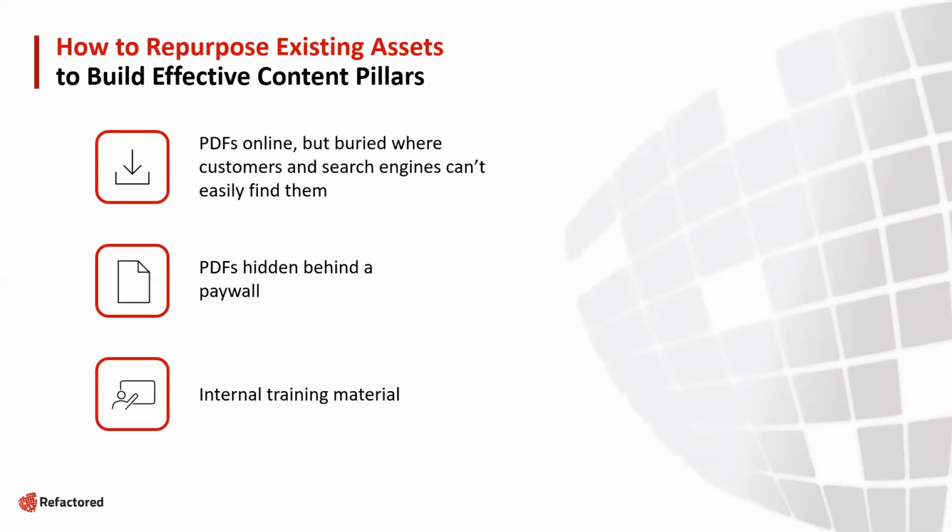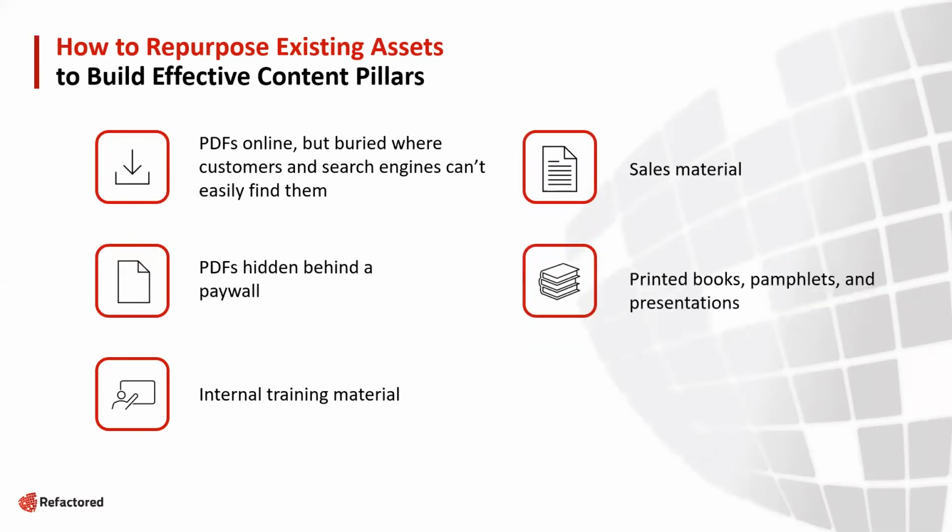I would also look to internal training materials. These are often rich with how-to information that people are often looking for. Again, sales material and collateral. This could include things like printed books or pamphlets or even presentations.